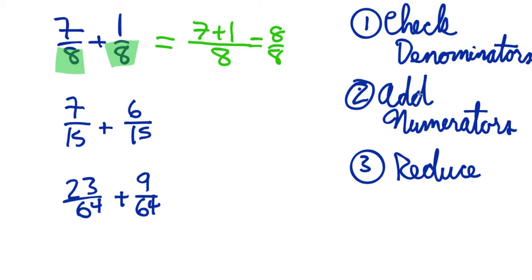So we check the denominators. We added the numerators. Ooh, reduce 8 over 8. Man, that looks like it's 1. Because as long as the top and bottom match, as long as they're not 0, we always get that exception in math. That's going to be 1.